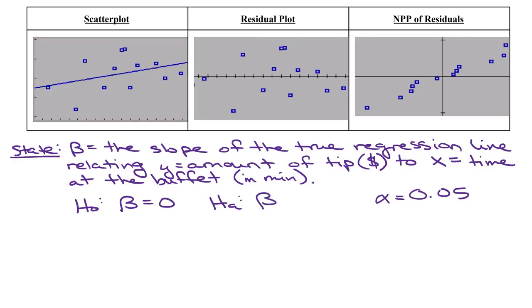For the alternative hypothesis, just like before, we'll use the same parameter beta and choose either greater than, less than, or not equal to. Because we think that if somebody stays longer at the buffet, they might tip more, our alternative hypothesis will be beta greater than 0. This is hypothesizing that we have a positive slope.